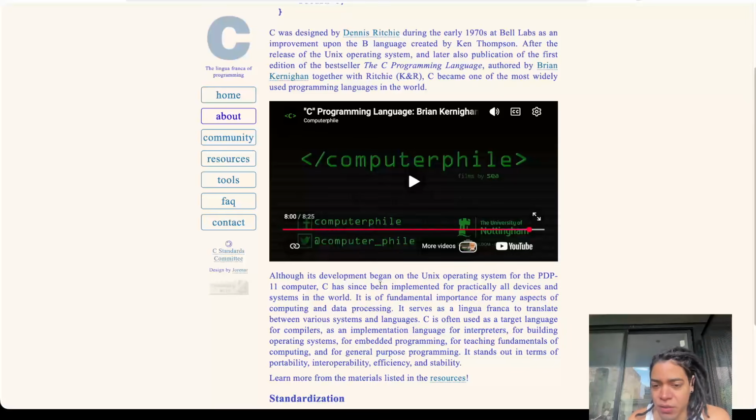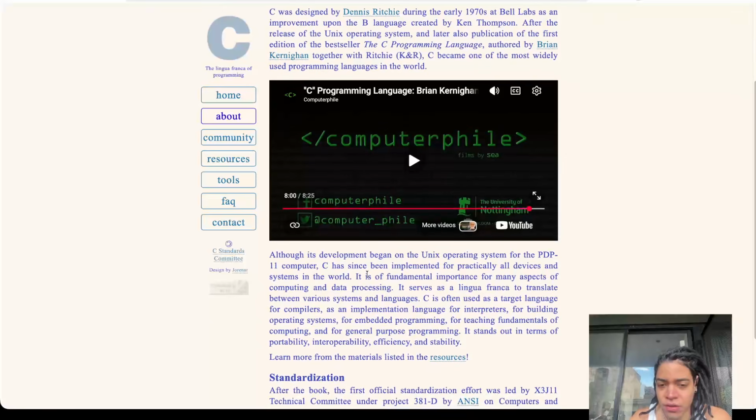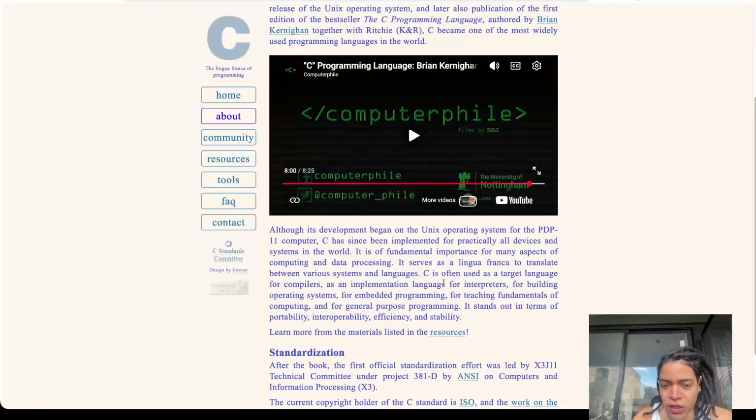It is of fundamental importance. So as I read here, it is of fundamental importance for many aspects of computing and data processing. It serves as a lingua franca to translate between various systems and languages. C is often used as a target language for compilers. Exactly. As an implementation language for interpreters.